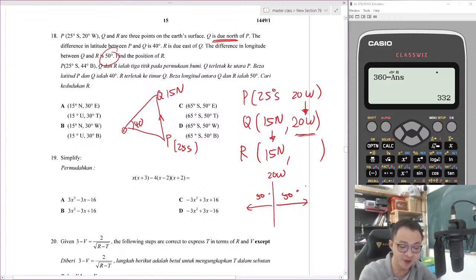If I go 50 degrees to the east, then I will have about 30 east. If I go to the west, then I will have about 70 west. So I am trying to find the position R. It must be 15N and then 30E. So the answer is A here.